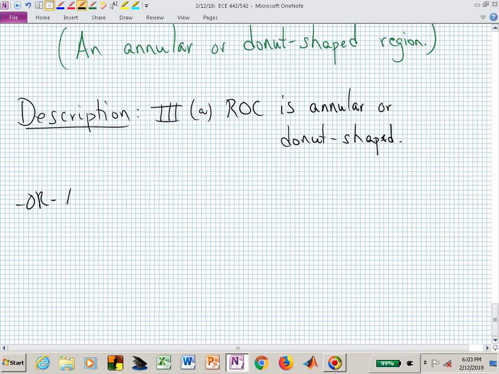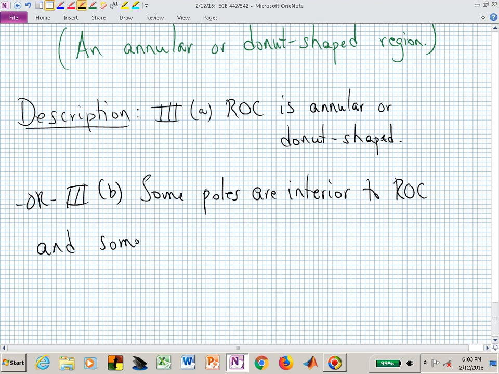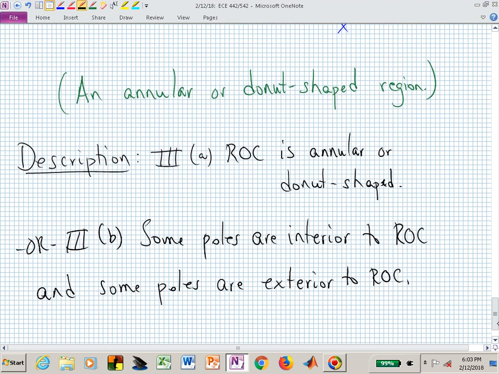or 3B, some poles are interior to the region of convergence, and some poles are exterior to the region of convergence. Yes? Wouldn't all poles be both interior and exterior? Which point of view, like which piece would be interior?